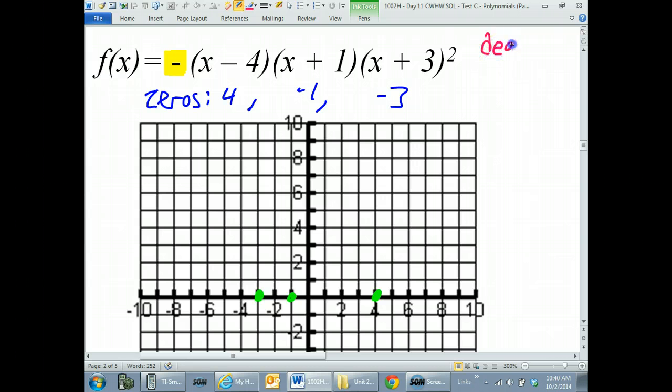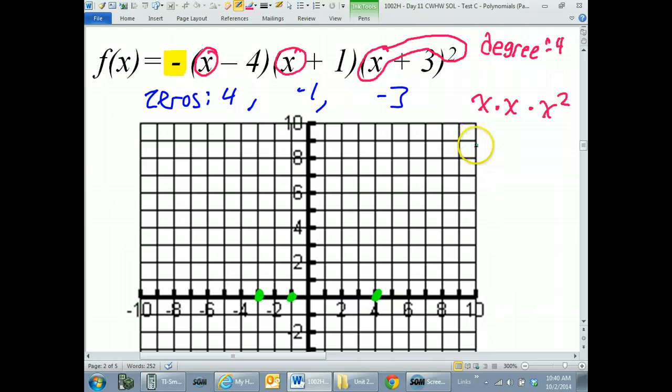Let me make sure everybody understands why the degree is 4. We're basically counting up the x's. There's 1 here, there's 1 here, but there's 2 here because it's squared. If I took out everything else, the -4 and the +1 and so on, what I would have is x times x times x squared. That's 4 x's. Does everybody understand why the degree is 4 now? Okay, degree 4. That gives us the shape.